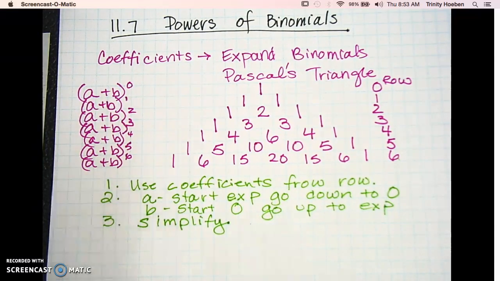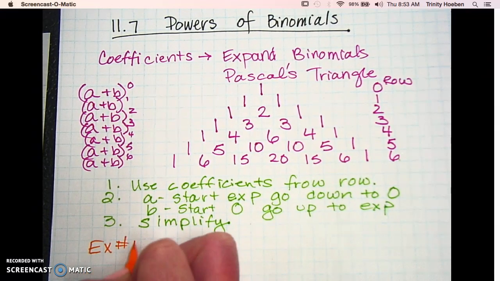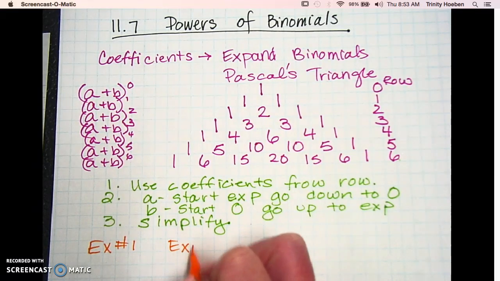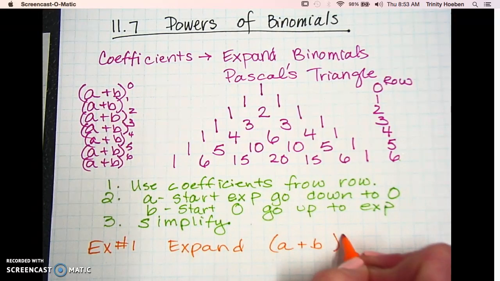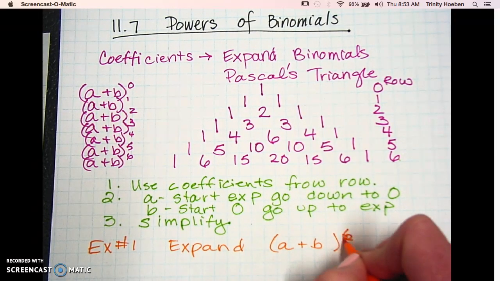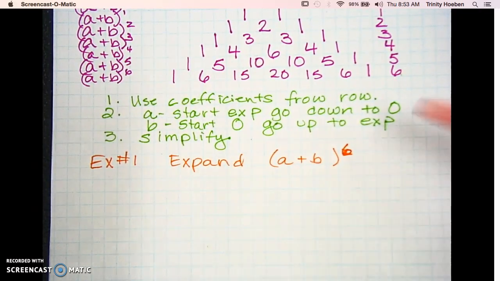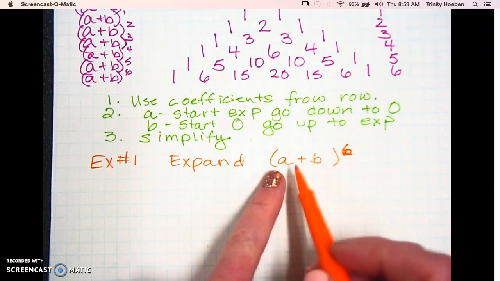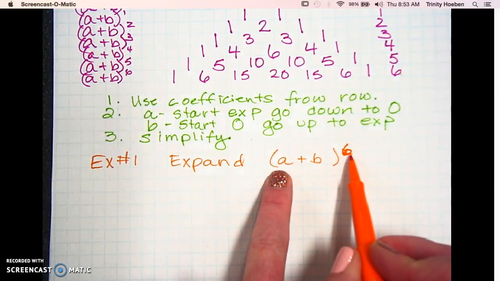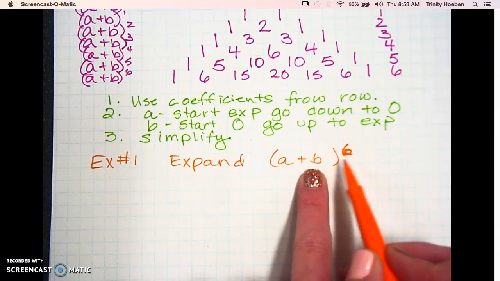Okay, so let's look at an example of what's about to happen. So example number 1, we're asked to expand the binomial a plus b to the 6th power. Sorry, I wrote squared. So that's how far we went with Pascal's triangle. So nice. We're just going to use these as all of our coefficients. Our first term a is going to start at the power of 6 and go down to 0. Our second term b is going to start at 0 and go up to 6.